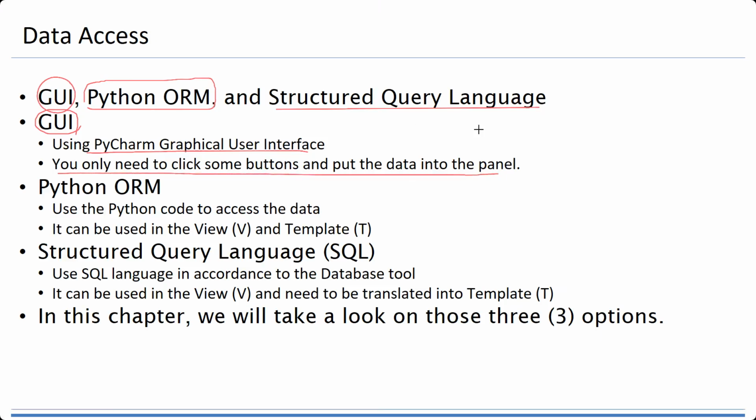But this is manual. So if you want to put the data, then you need to manually input, manually delete, manually update, and so on. The second way to deal with the data access is using Python. We call it Python ORM. So we use the Python code to access the data, and it can be used in the view and the template. So if you are connecting your Python file into the HTML file, this is the best way.